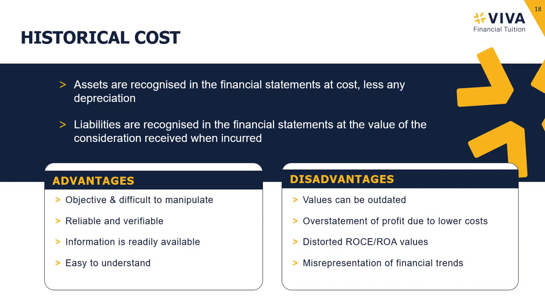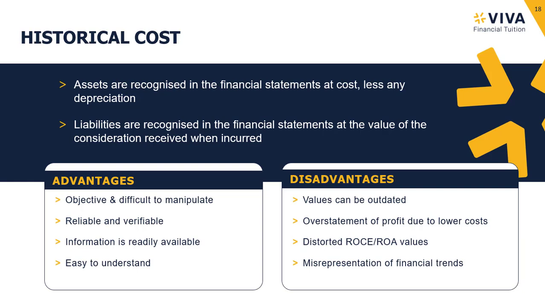It's also likely that if taking an asset, a non-current asset that's depreciated as an example, profit might be overstated due to lower expenses. Lower asset value being depreciated to a lower amount, which will mean that profit is overstated. And that could distort some of the ratios. ROCE, return on capital employed, ROA, return on assets. So figures can be distorted, performance indicators could be distorted, and also it might end up misrepresenting financial trends. It doesn't really give you an idea as to what the trend in changing cost is.